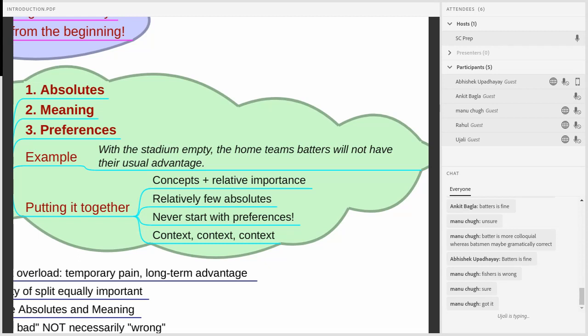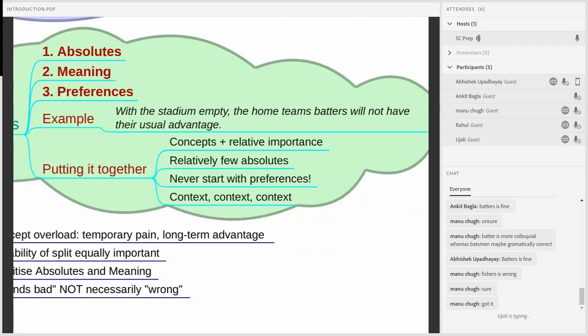All right. So let's put all of this together. Whenever we study something, we need to study the concepts, but along with that, we also need to have an associated level of reliability. This is important for us. The next point is there are relatively few absolutes. We don't want to go around looking at every rule and saying, yeah, that's an absolute, that's an absolute. No, we want to be very selective when it comes to absolutes. So relatively few things are absolutes.